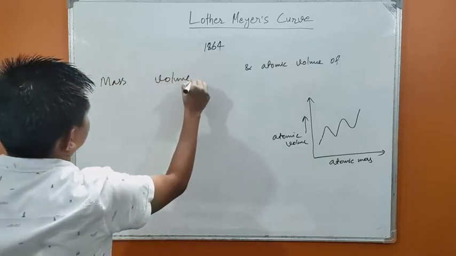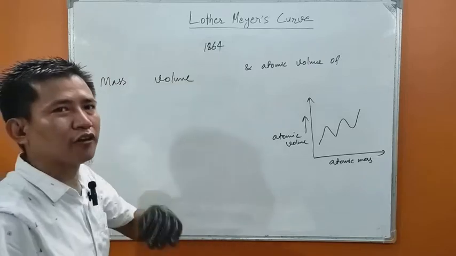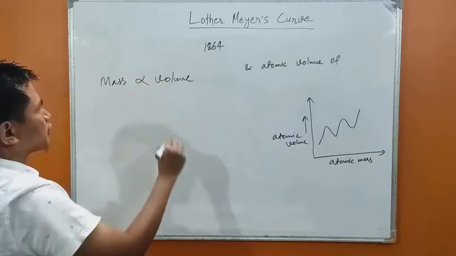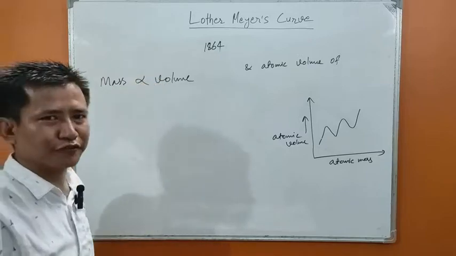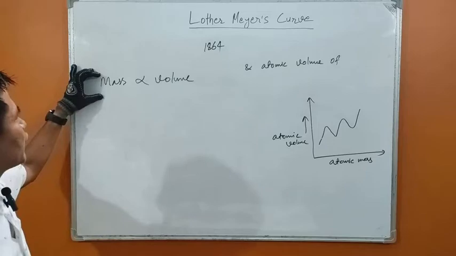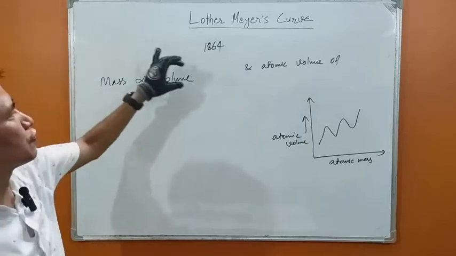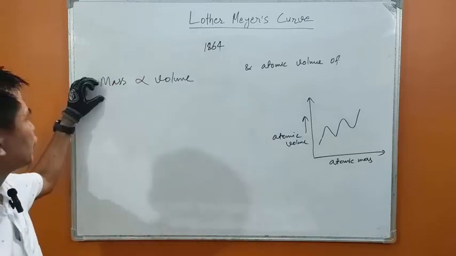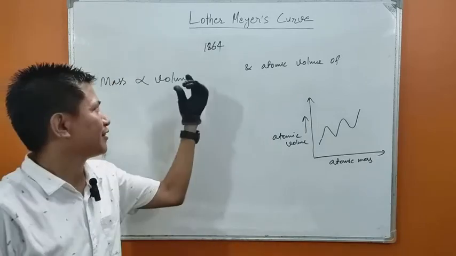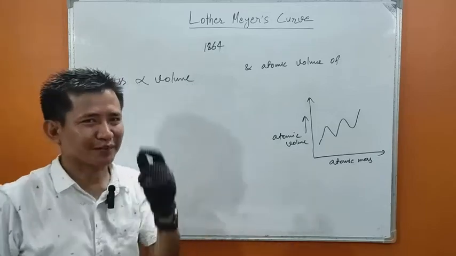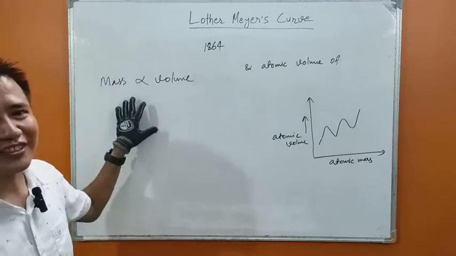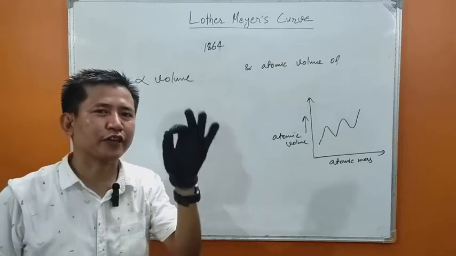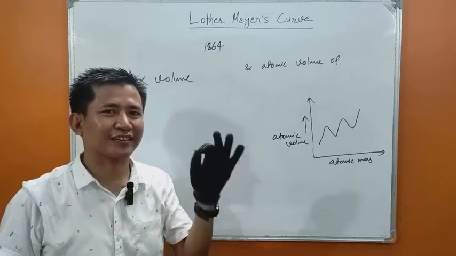We know this, isn't it? The relation between mass and volume of any substance. Mass of a substance is directly proportional to its volume, isn't it? Which means when you increase the mass of the substance, the volume of the substance also increases simultaneously. And if you decrease the mass of the substance, then the volume of the substance also decreases simultaneously, isn't it? This relation is true for every physical substance existing in this universe.